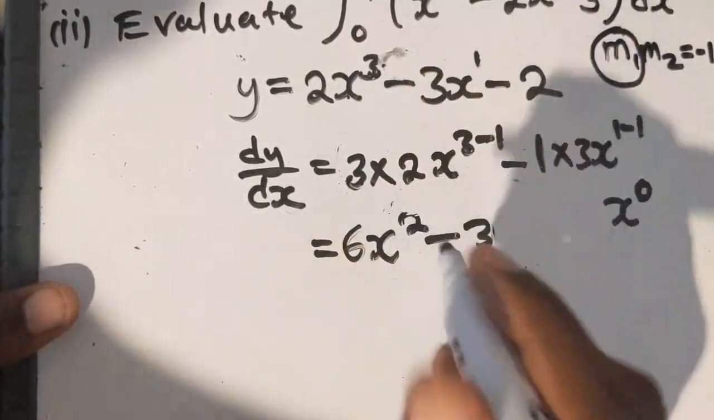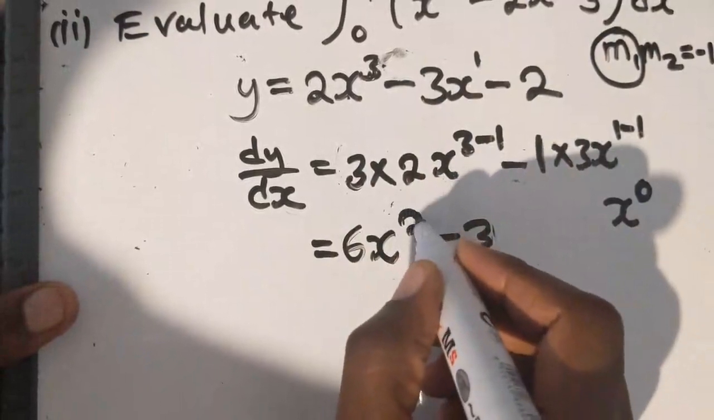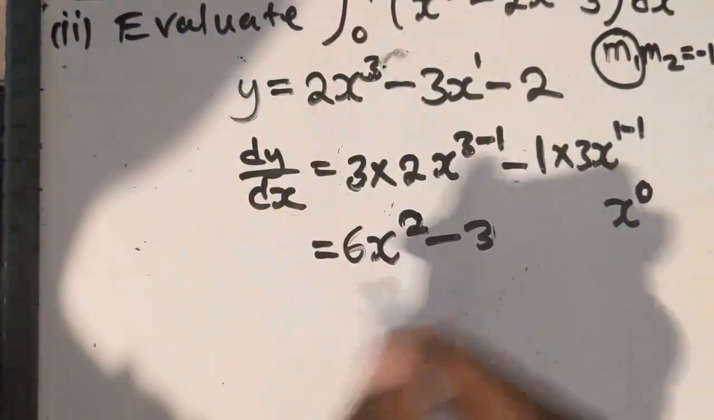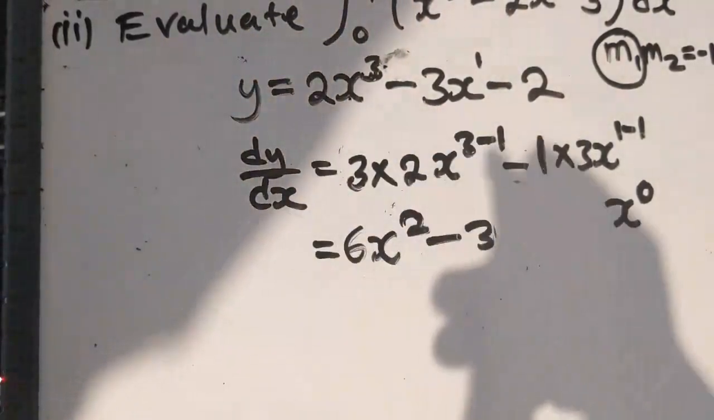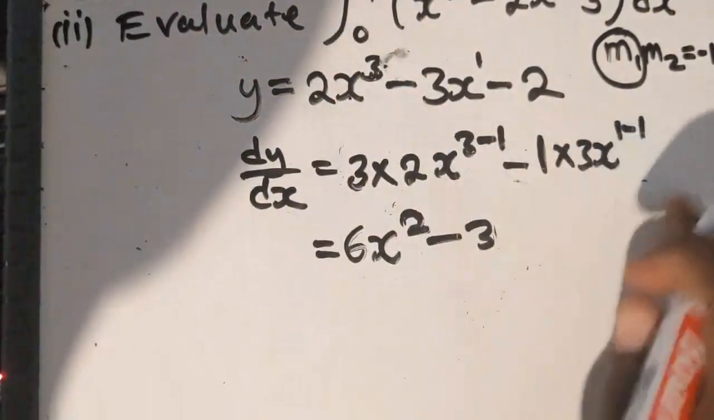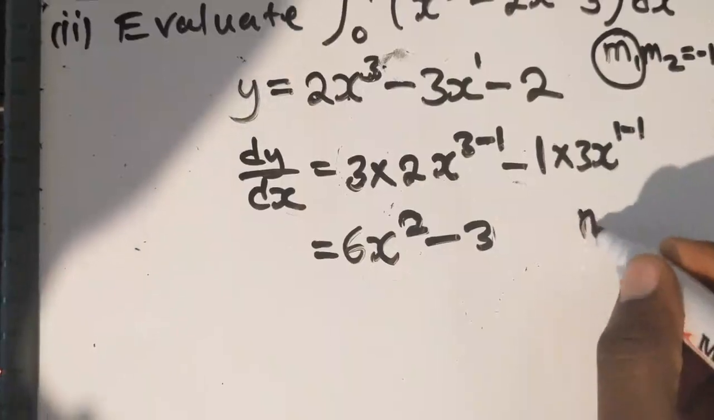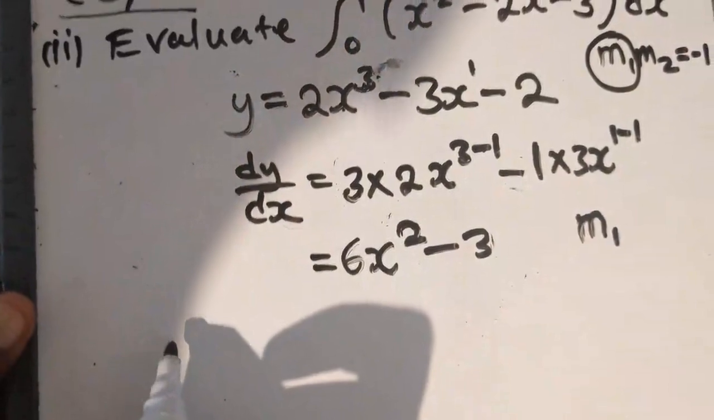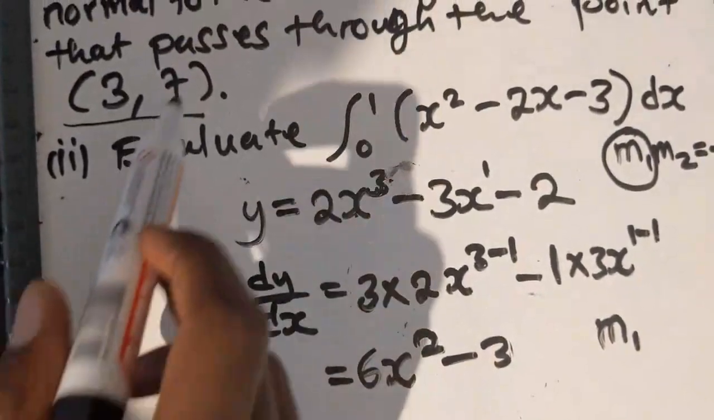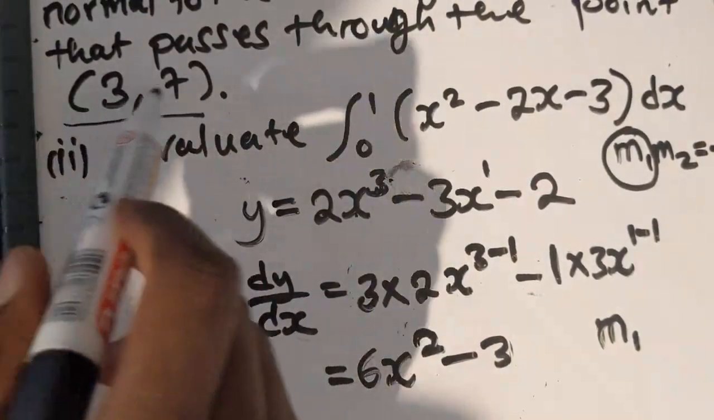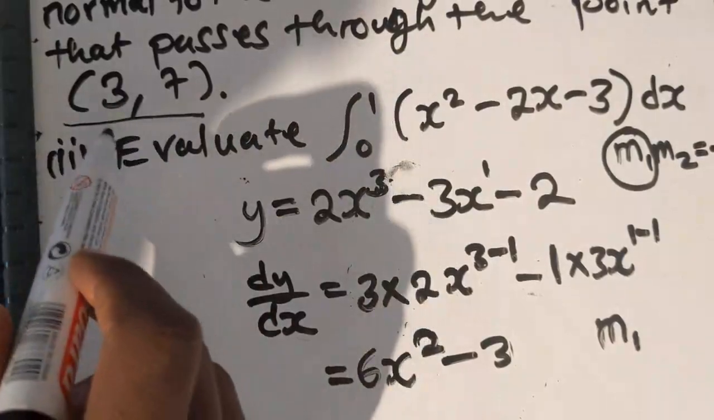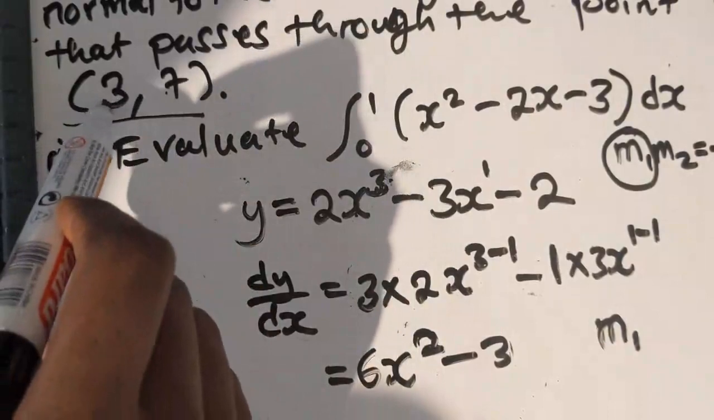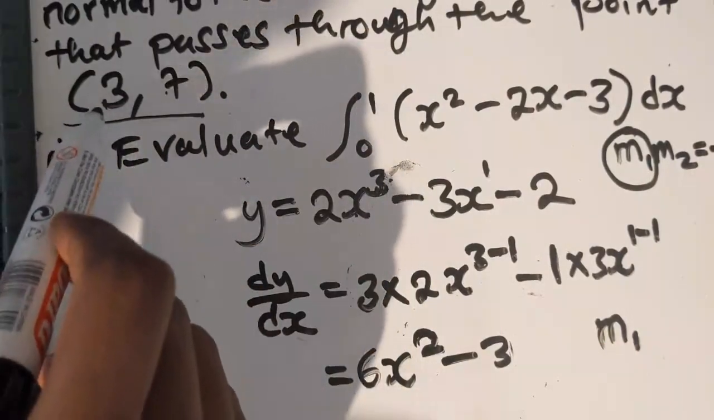So the first thing is to differentiate the equation, okay? So we have differentiated the equation. For you to find now the gradient m1, what you are supposed to do is to get the value of x that you have been given in these coordinates, okay? So you have been given that this is x comma y. So the value of x is what? Is 3, okay?